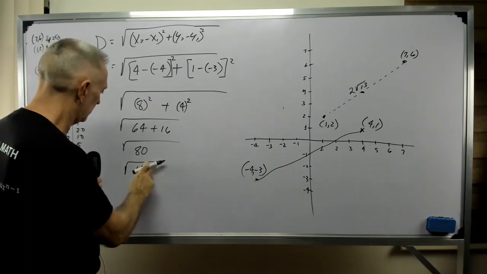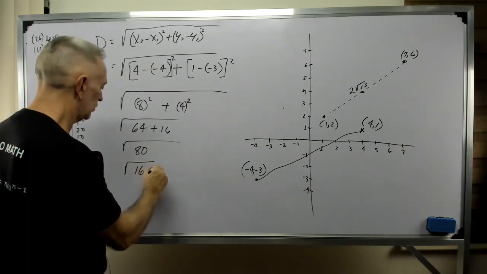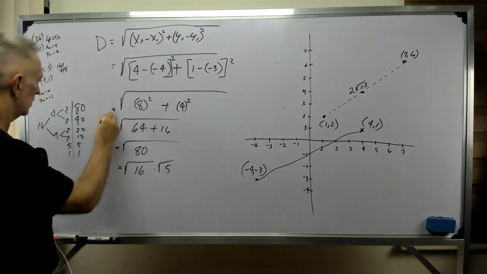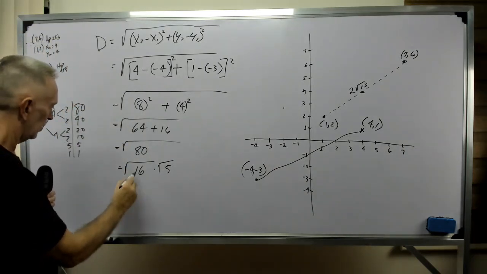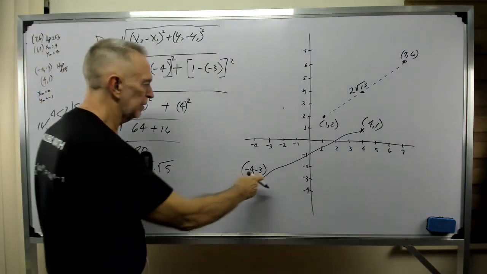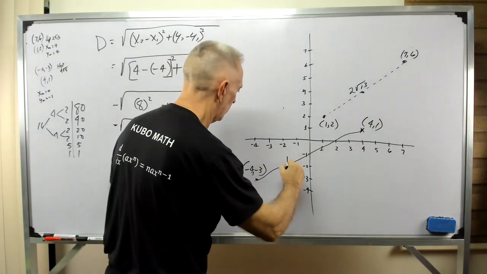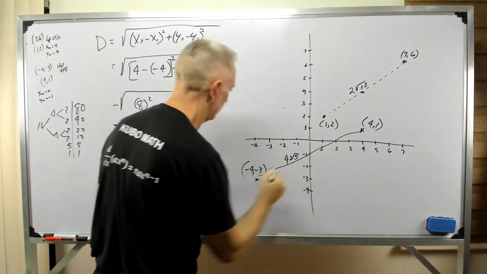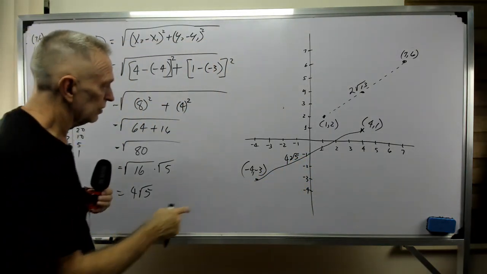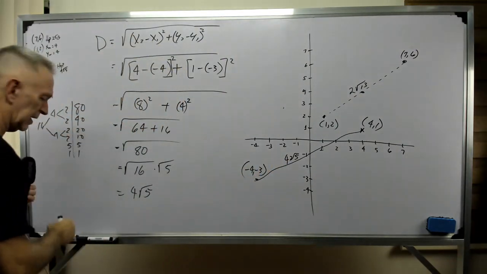16 times 5, which is square root of 16 times square root of 5. All that equals 4 square root of 5. That would be the length of that line. 4 square root of 5. Okay? And that's a sad looking square root sign, but you get the idea.